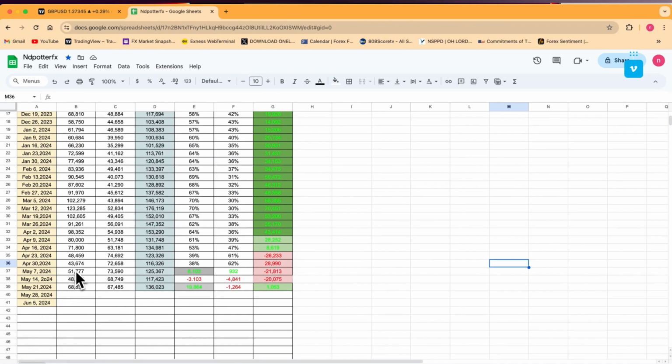If you look at this data here, you will see that this bank position on April 23, their long position was 48. April 30, their long position was 43. Then May 7th, they increased it to 51. Then May 14, it dropped to 48. Then on May 21, it increased to 68, and it's the same thing with the shorts here.